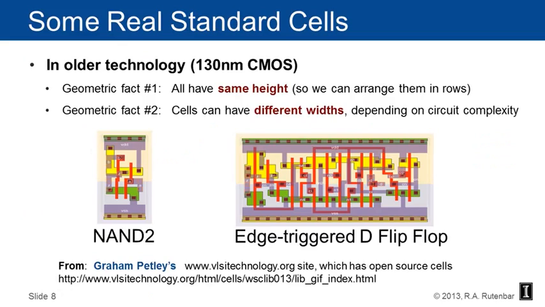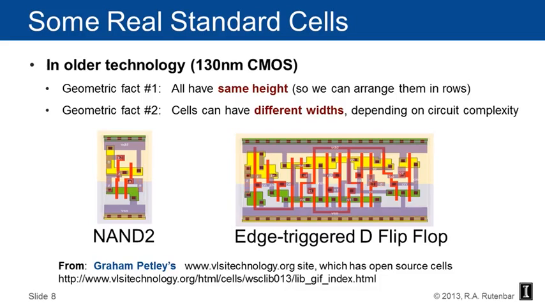Let's look at a few real standard cells. This is in an older technology. This is 130 nanometer CMOS. Where we are today, lots of things are at the 32 nanometer node. There's some things popping out at the 22 nanometer node. Now, things at sort of the 15 nanometer node are in research. So this is an older technology.